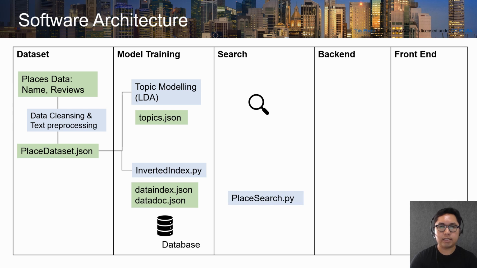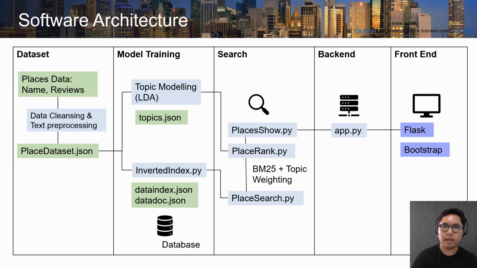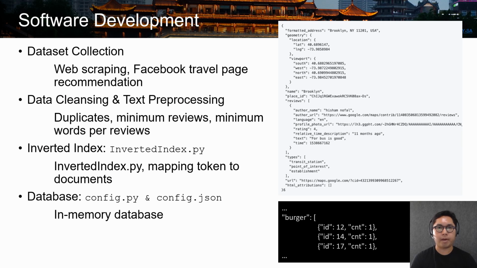And then this is the search implementation for the software. In terms of ranking, we are combining BM25 ranking and topic modeling, and weighting that based on the topics related to the query. Then places show is the implementation where we consolidate all of the results, and we use Flask and Bootstrap to show this in the web front end. So I will go through one by one.